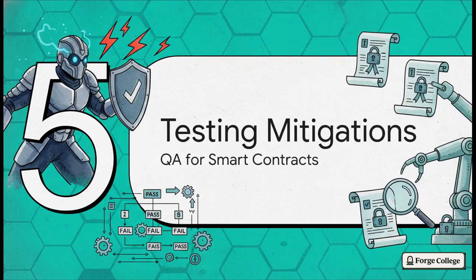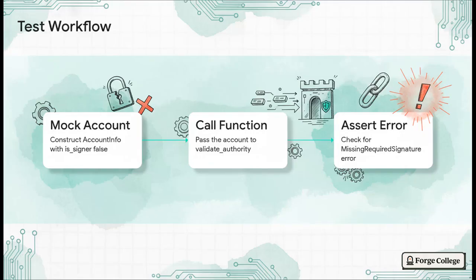Now, knowing the fixes is only half the battle, right? Section 5, testing your mitigations. QA for your smart contracts. In the engineering world, a mitigation doesn't truly exist unless a unit test actually proves it works. You have to intentionally try to break your own code.